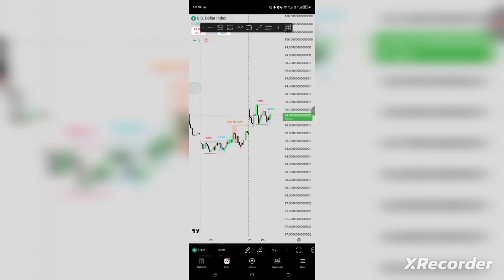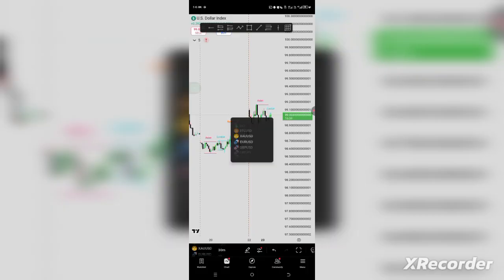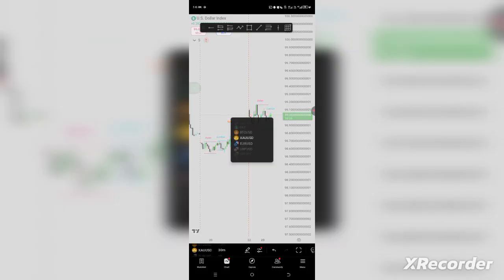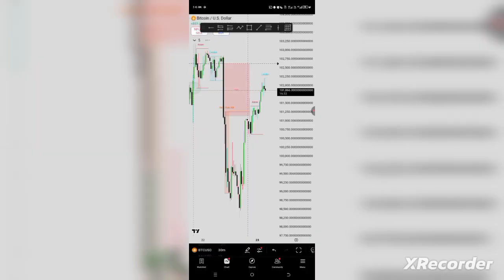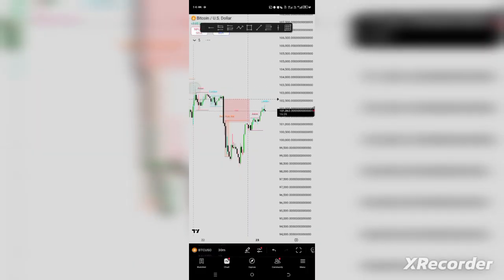For the indicator, I just use the LuxAlgo Q Zone toolkit. That's what I use, and I set my time. So let me just dive in straight. I already made a video, like I said, so I already marked out my zone and everything.